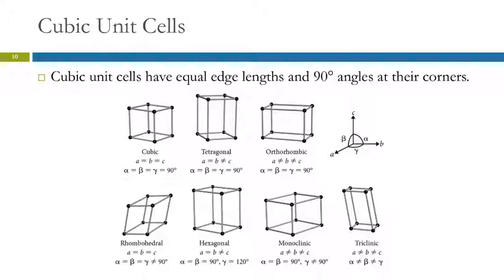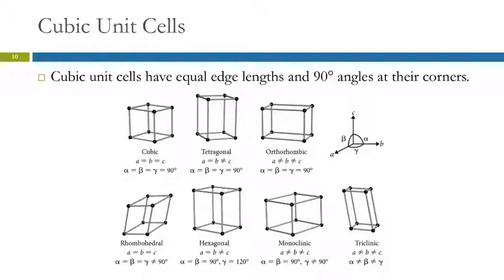So there are a lot of different unit cells, and of course what we were looking at was two-dimensional. Crystals are three-dimensional, and so the unit cells are also three-dimensional. A cubic unit cell, such as this one here, is the shape of a cube. The lengths of the edges are all equal to each other, and the angles are 90 degrees. That's a cubic unit cell.